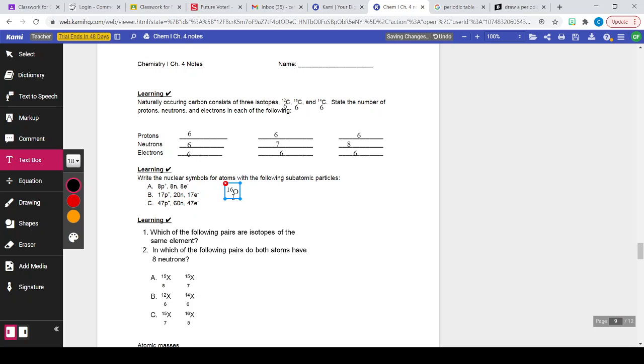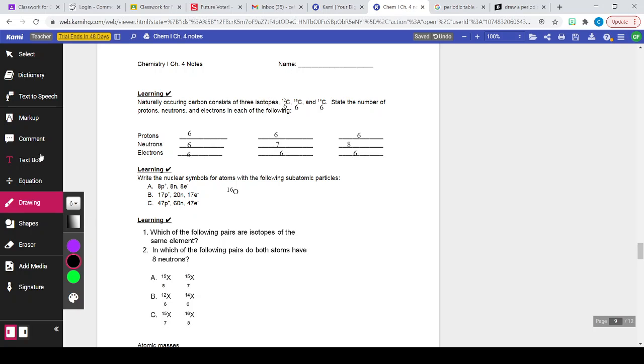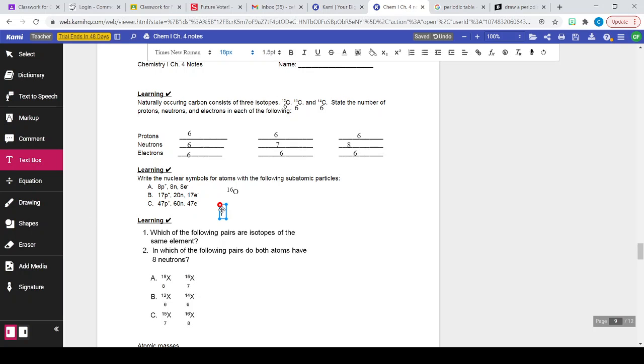Now, like I said, I don't know how to do the superscript and the subscript, so I'm going to have to go into drawing here. Well, here, I think I can just do a new text box like this. And I'm going to write 8, and then I'm just going to slide it up underneath there. So that's what it would look like.